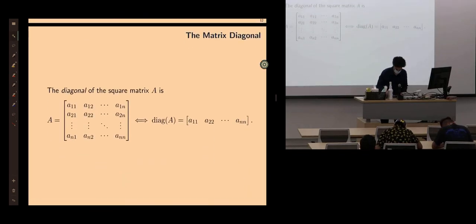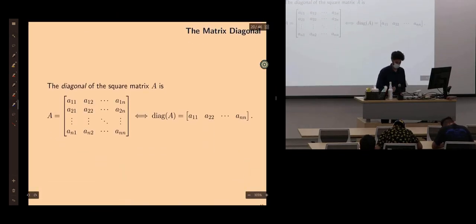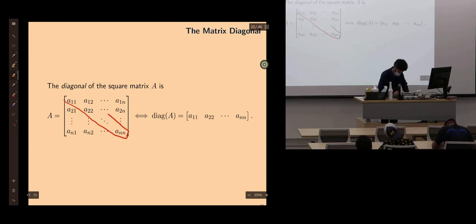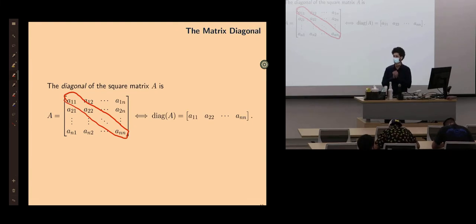Okay, so we talked about that. What is the diagonal of a matrix? The diagonal of a matrix is all the terms that you can find on the diagonal of this square matrix. You can use this notation: diagonal of A means the diagonal of A. You can arrange the terms in the diagonal into a row vector or a column vector. It doesn't matter.